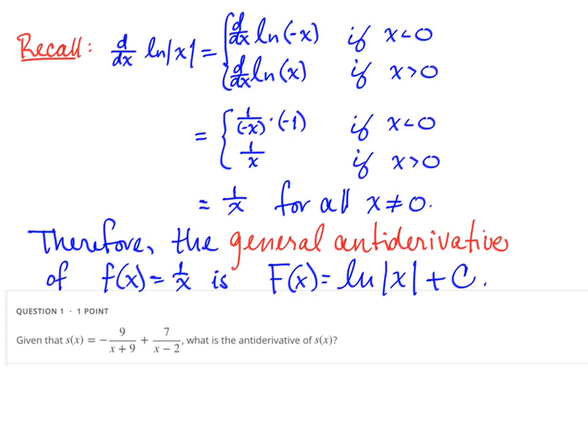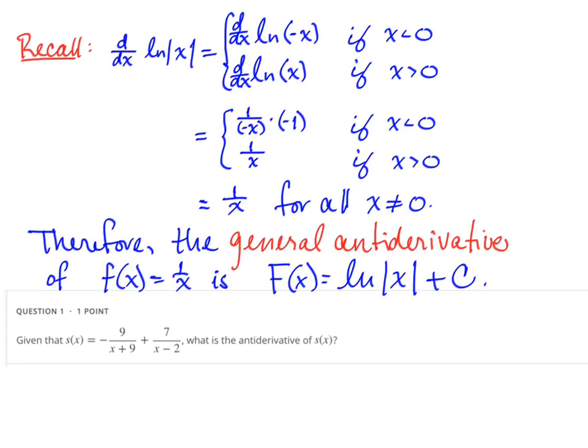But anyway, let's look at that first problem in Newton. So notice it says given that s of x is equal to negative 9 over x plus 9 plus 7 over x minus 2, what is the antiderivative of s of x? And it does not say do not include the constant c in your answer. So we will have to include an arbitrary constant in our antiderivative in the final answer. So let's use the formula we just derived.